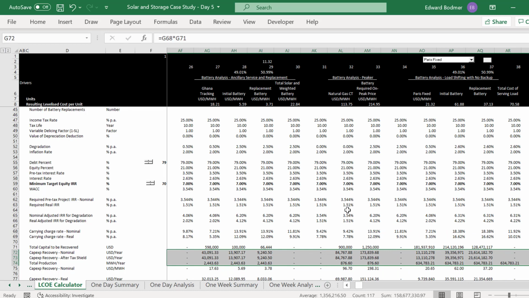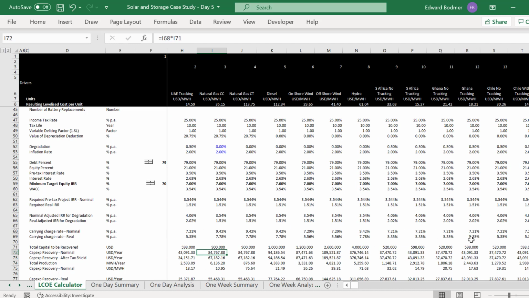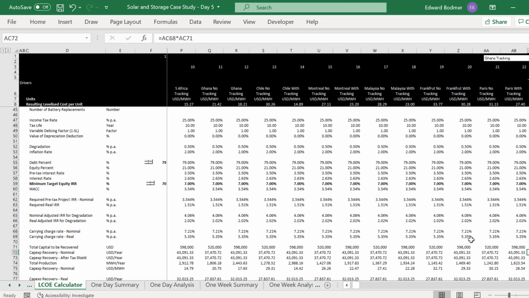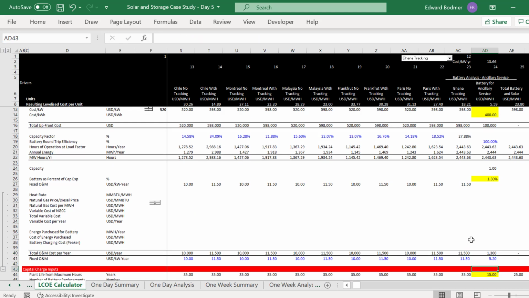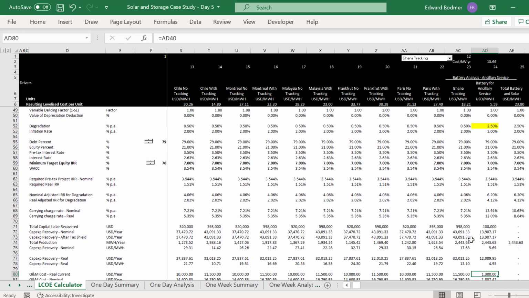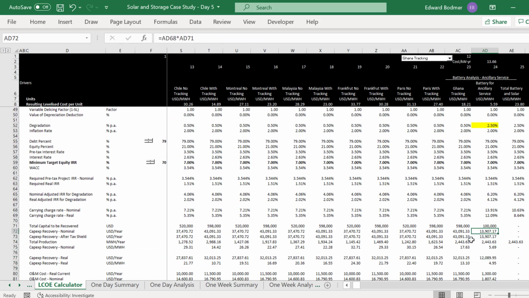I don't have it open, so I'm going to leave the decimals. The decimals are a little confusing, aren't they? So for this 100,000, if we're going to pay taxes, put our debt and equity returns in, have it subject to degradation, and recover it over our life of 15, we're going to need to recover this much per year.